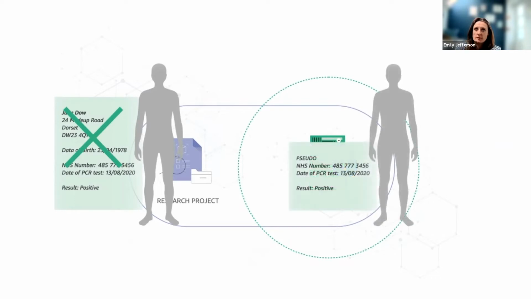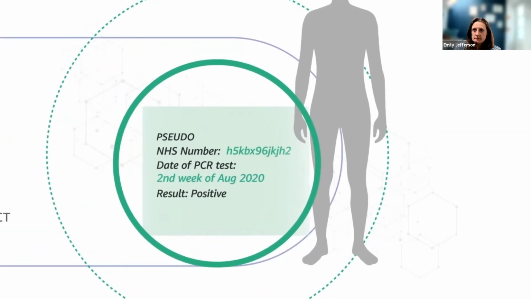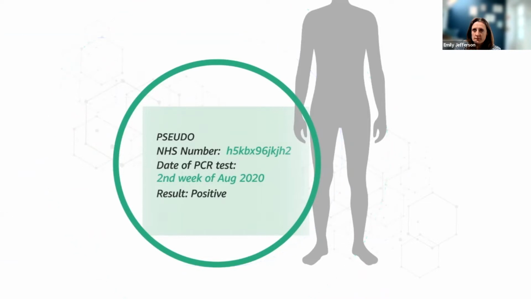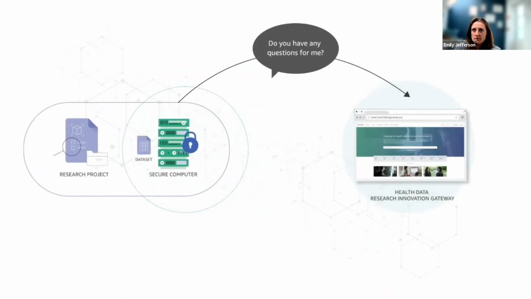Before the data is transferred, the unique number for each person is converted into a new pseudonymous code by each partner. In our example, all that is transferred about Jane Doe is the pseudonymous code and that this person had a positive PCR test on the second week of August 2020. Software within the secure environment will send a message out to the gateway, which will return any questions which need to be run on the data.